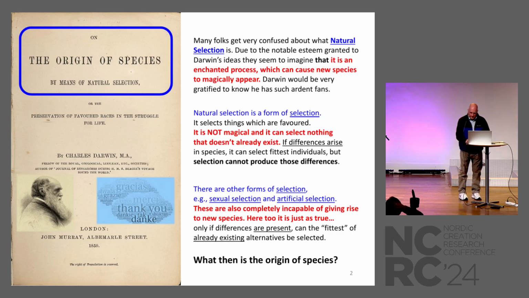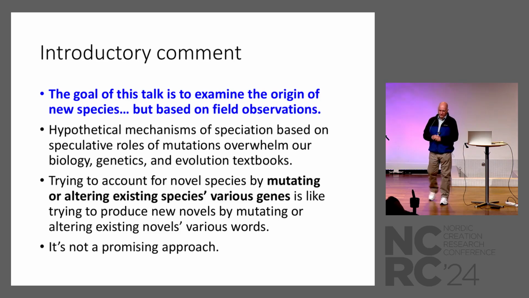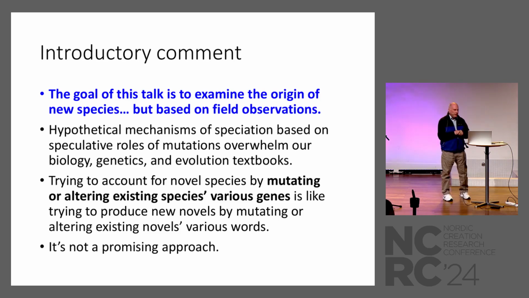So what then is the origin of species? The goal of this talk is to examine the origin of species, but based on field observations. We would like to emphasize that because hypothetical mechanisms about speciation, based on speculative roles of mutations, overwhelm our biology, genetics, and evolution textbooks. They're all hypothetical mechanisms. Trying to account for novel species by mutating or altering existing species' various genes is somewhat like trying to produce new novels by mutating or altering existing novels' various words. It's not really a very promising approach.